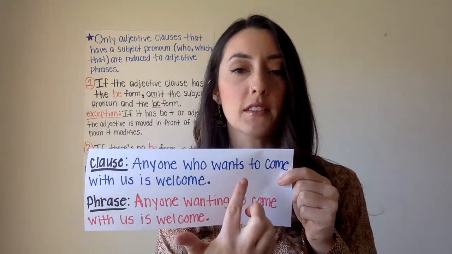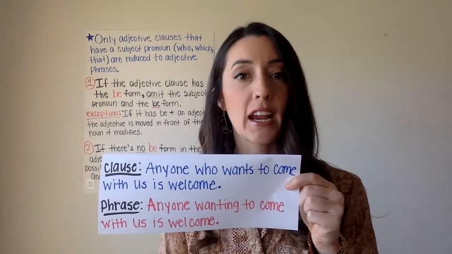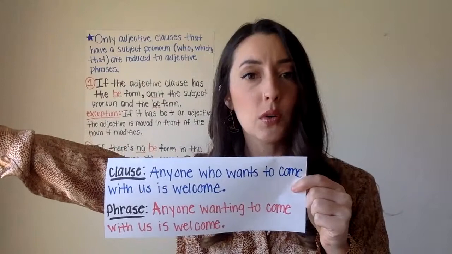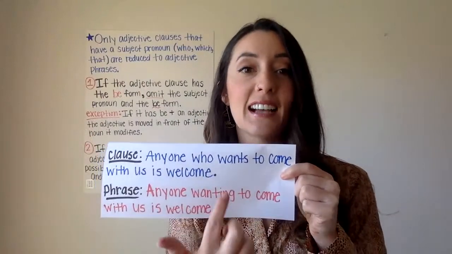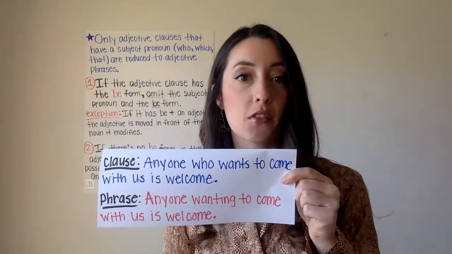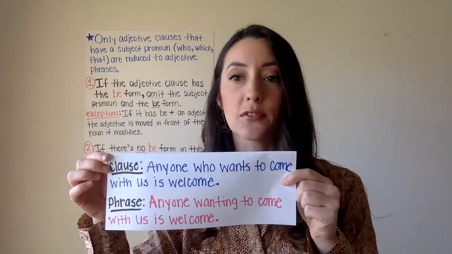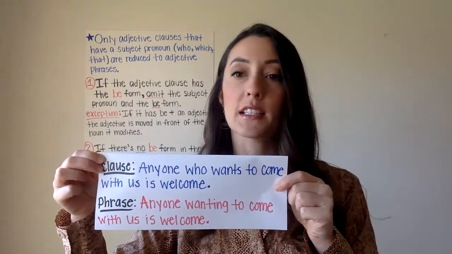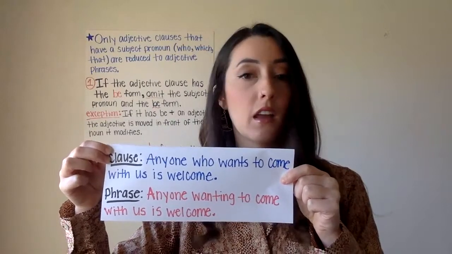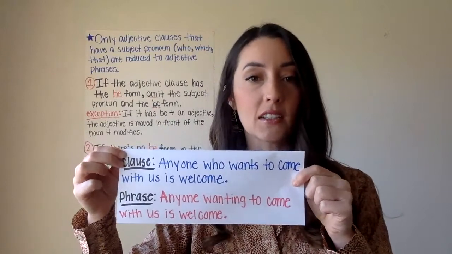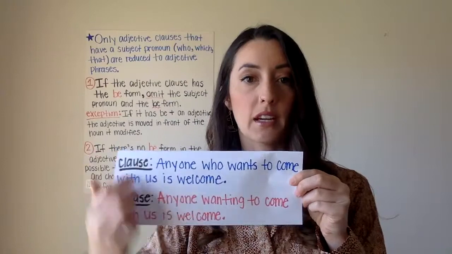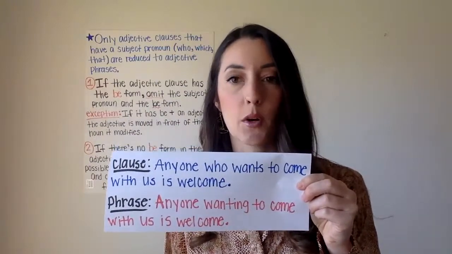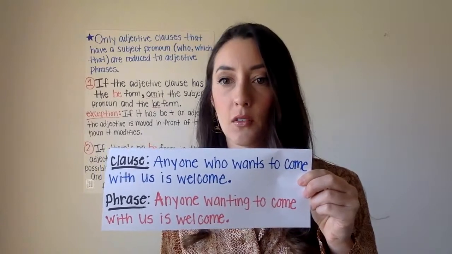Our verb is wants. So how do we make it a phrase? We delete, throw away the subject pronoun who, and add ing to our verb want. So our adjective phrase becomes, anyone wanting to come with us is welcome. Okay, we're just adding ing and throwing away the subject pronoun. All right.